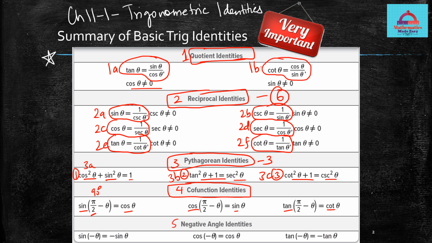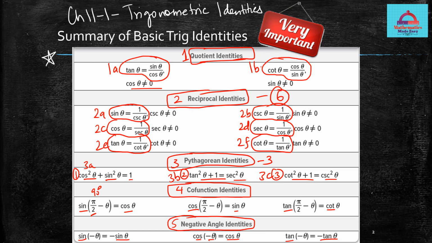And the last and the most easiest one is negative angle identity, which comes from the basic definition of odd and even function. Sine is an odd function, so if you put a negative angle, it will give you a negative value. Cos is an even function, so if you put a negative angle, it will still give you a positive value. And tan, being the quotient of sine over cos, is also odd, so when you plug in a negative value, it will give you negative sine. So negative tan theta, that's the result.